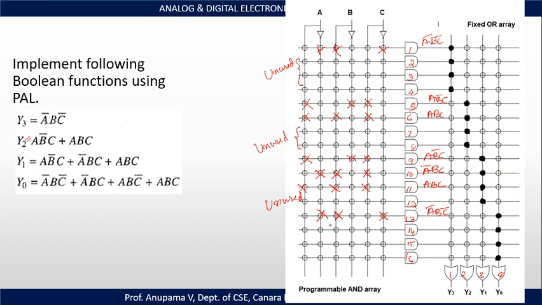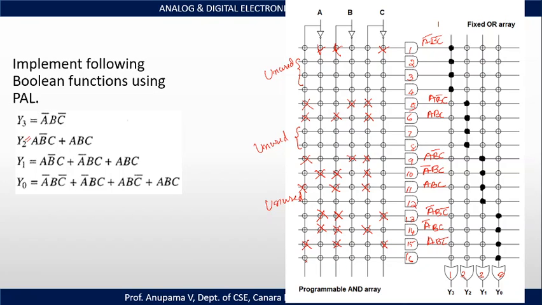The next term is A bar B C, which is implemented using AND gate 14. So draw X mark against A bar, B and C. So the output of AND gate 14 is A bar B C. The next term is A B C bar. So draw X mark against A B and C bar of AND gate 15. So output of AND gate 15 is A B C bar.